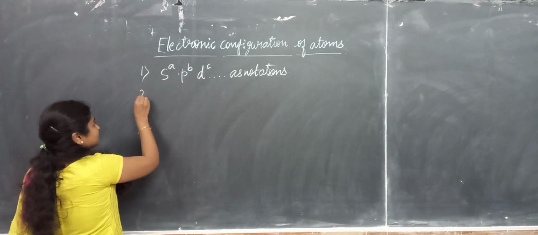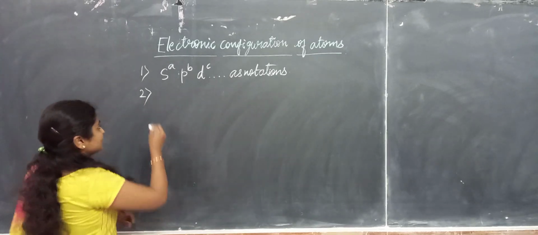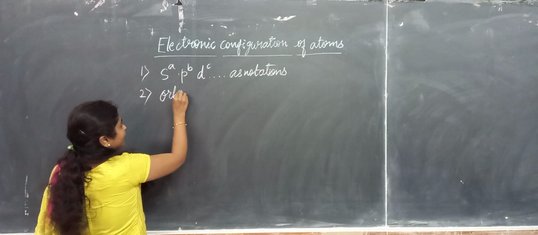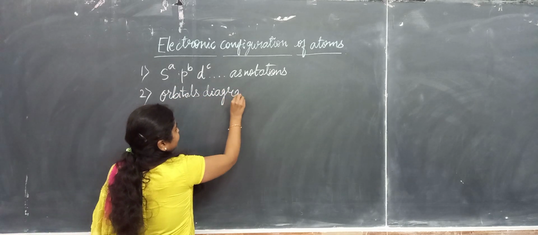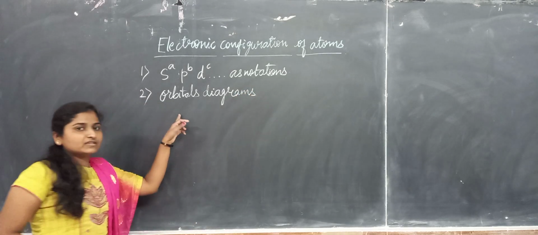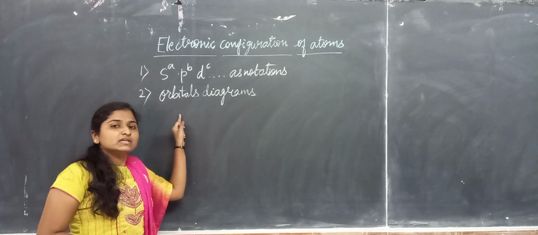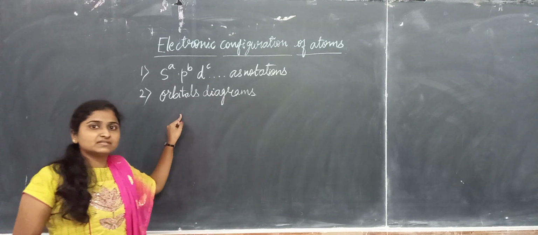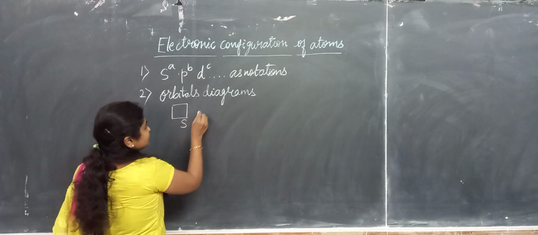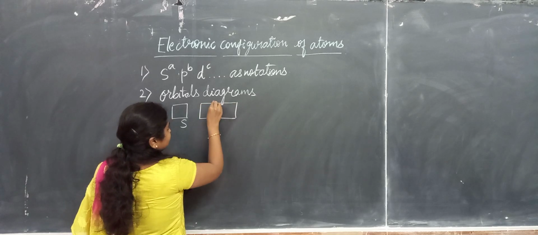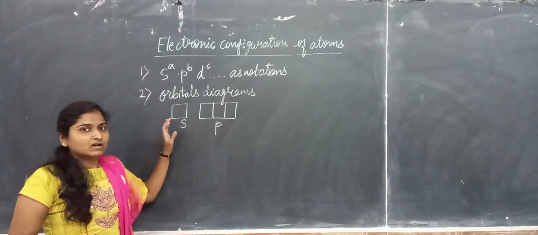The second way to represent the electronic configuration of the atoms is in the form of orbital diagrams. Here in the orbital diagrams we will be representing the orbitals in the form of boxes.